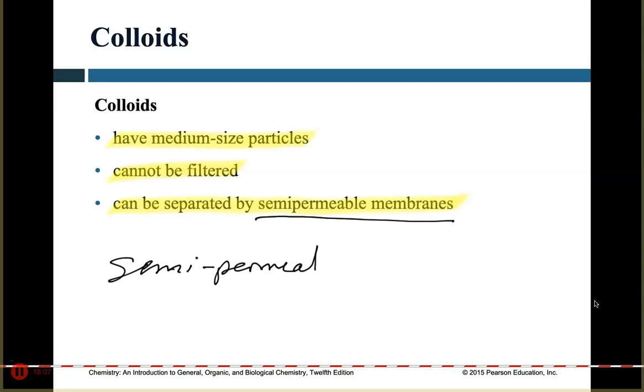So what it means is it only allows, so it's semi, so it means the rule doesn't apply all the time. It's only semi-permeable. Only sometimes things can get through it. What that effectively means is it's something made out of tiny pores.